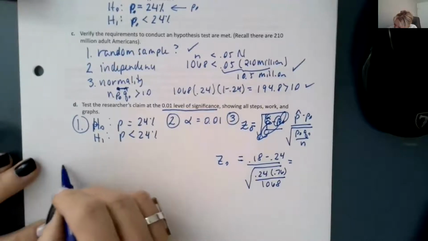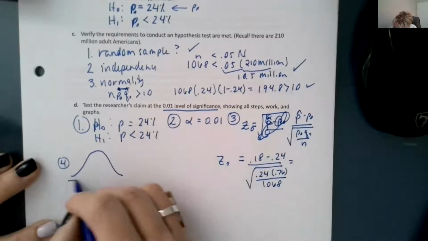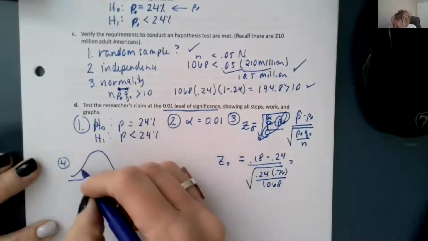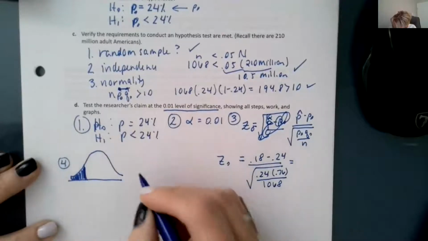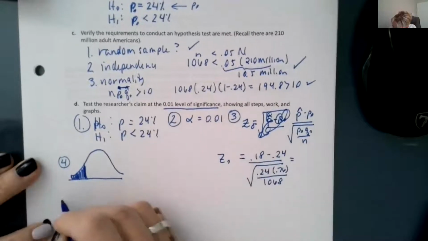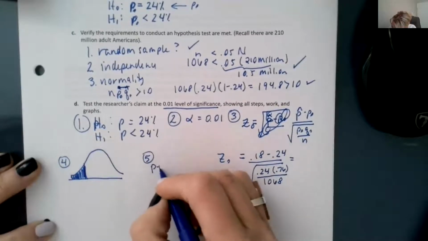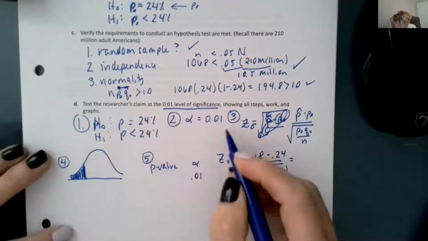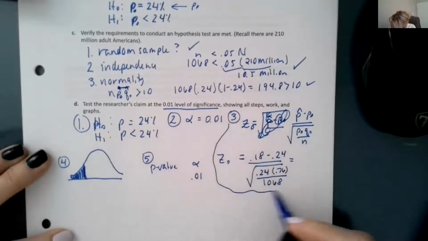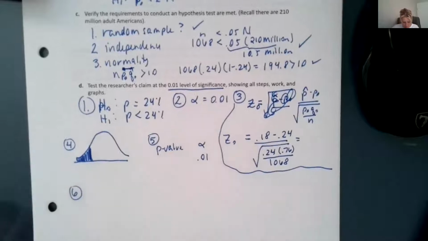And then our fourth step is our picture here. Because it's left-tailed, it's going to be a left-tailed picture. Our fifth step is going to be our p-value, and we're going to compare that to alpha, which is 0.01. I'm just going to block this off. And then we're going to have our step 6, which is where we're going to actually state our conclusion.